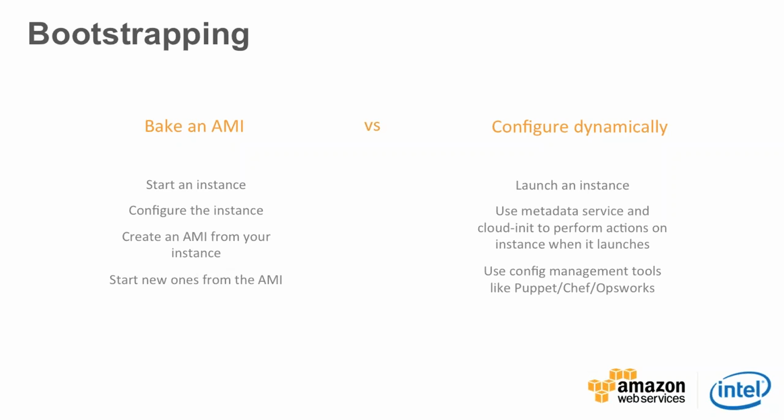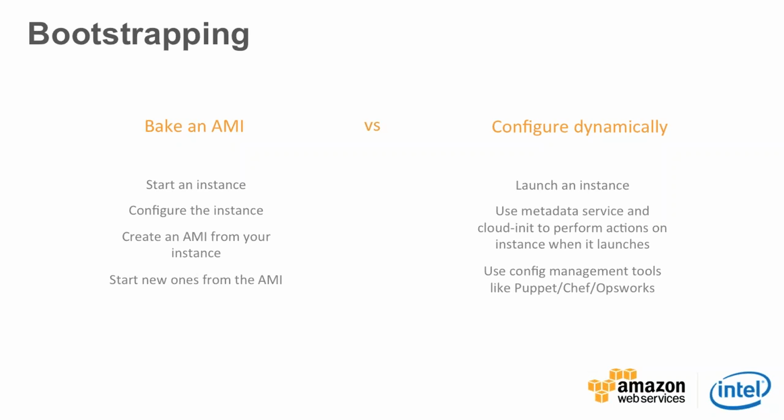Or you can launch an instance from a bare OS and use this user data or metadata to configure it dynamically. You can also use other configuration management tools like Puppet, Chef, AWS OpsWorks, Ansible, Salt, a whole bunch of things out there which can do configuration management for you. So these are the two ways in which you can get a server from launch to a running state where it is ready to serve customer requests.